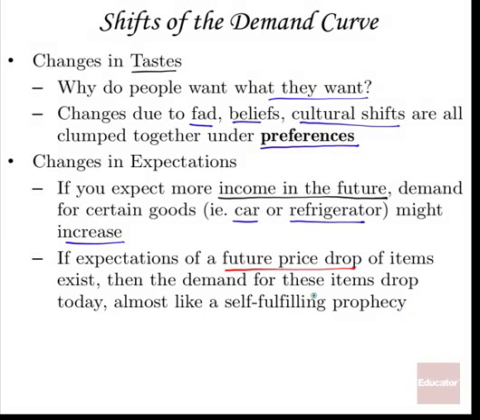So for example, if you know a good or an item is going to go on sale next month at 50%, then your demand for that particular good is going to decrease right now because you're going to want to make that purchase later on.